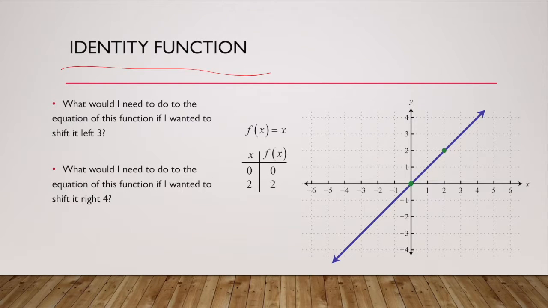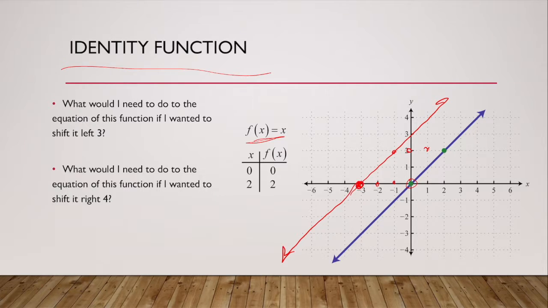So we just talked about how we could shift a graph vertically. Now what would I want to do if I wanted to shift it horizontally? So let's say, for example, I had f of x equals x, that's our identity function, and I wanted to shift it to the left 3. So I want to take my x-intercept and I want to move it 1, 2, 3. I want to take every point on my graph and move it over 3.